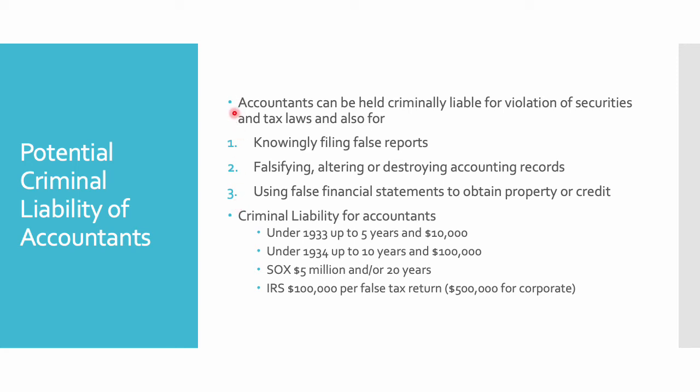In addition to civil liability under the 34 and 33 Acts, there can also be criminal liability to boot if any of these three are present, or oftentimes under state securities law, there can be criminal liability for knowingly filing false reports. That is, I'm filing financial statements that I know are just wrong. Falsifying, altering, or destroying accounting records.